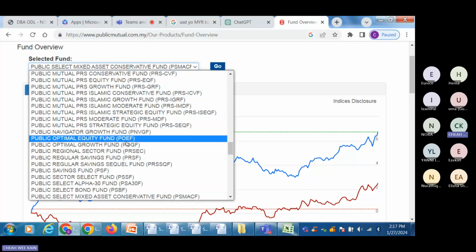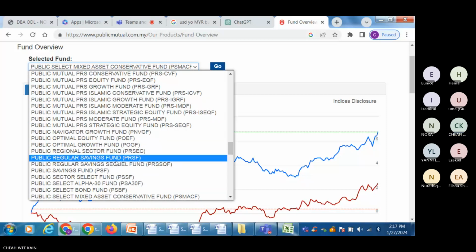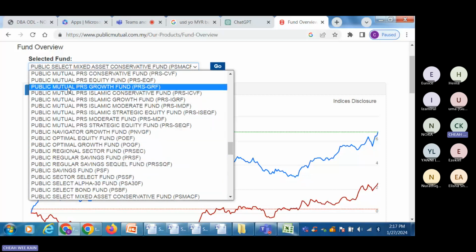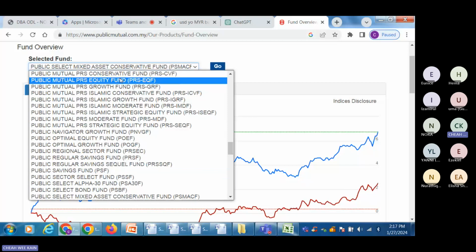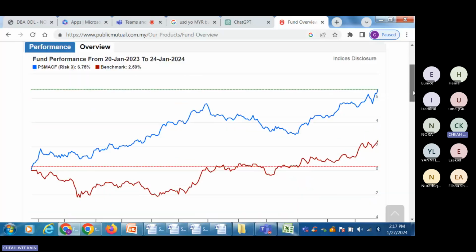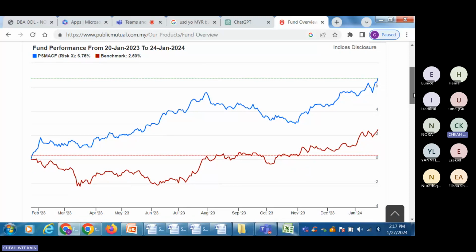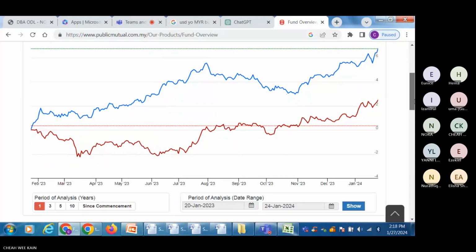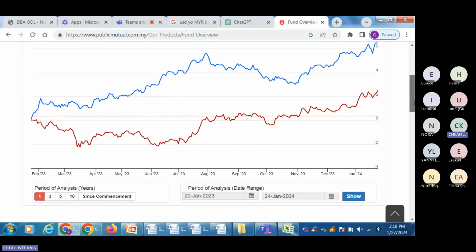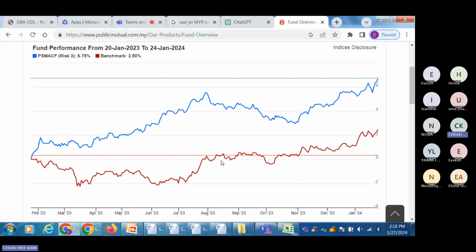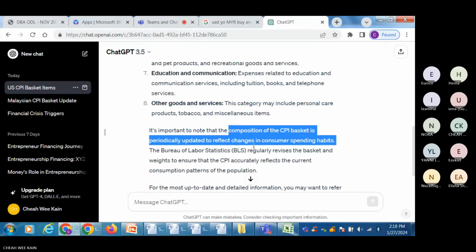Equity growth fund, sector saving fund. Some even have overseas funds. Okay, conservative fund, and for each one you can see the drawing, the risk, and the benchmark. So they're above their benchmark. I mean, who makes this benchmark? The bank makes one. They also, of course, show that they are performing better than what they think they are performing. Okay, so these are all mutual funds.